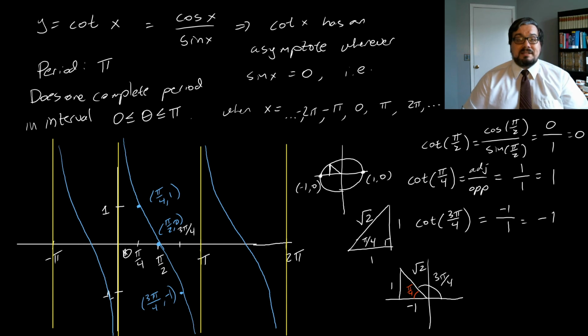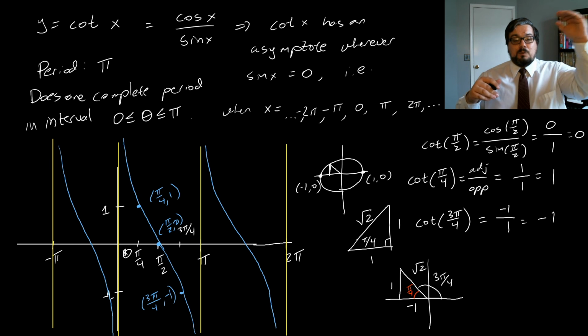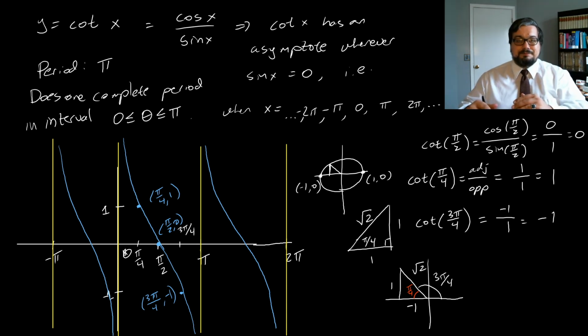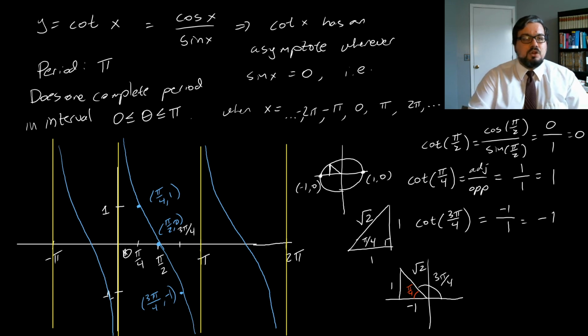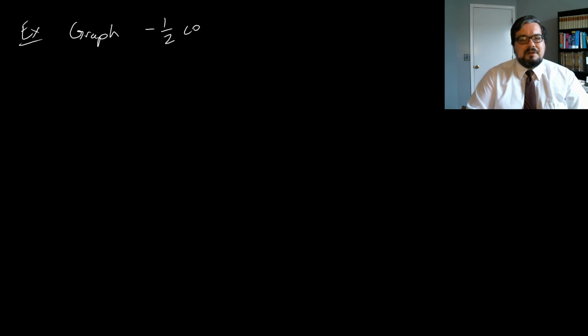So it does one complete period in the interval from 0 to pi. It has 3 points that we're going to want to mention that occur at the middle of the period and 1/4 of the way through and 3/4 of the way through. And the y values of those points are 1, 0, and then -1. So we're going to graph cotangent similarly to how we graphed tangent. So let's see how this goes. So let's graph -1/2 cotangent of 2x plus pi over 2.